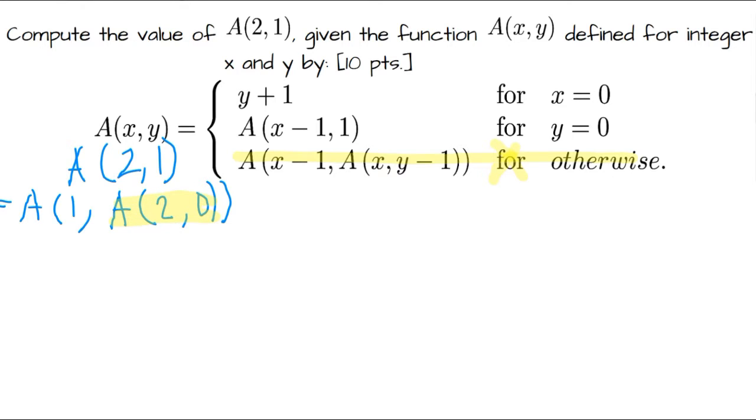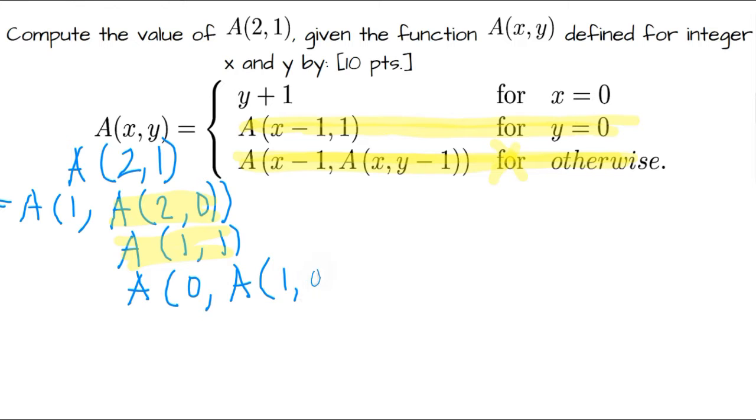And simplify this function, we have the y equals 0. So this is the second scenario. For the second scenario, we'll have A(x minus 1, 1), so that is A(1, 1). So this is now A(1,1). So with this A(1,1), we are now back at the third case. So back at the third case, we have A(0, A(1, 0)).